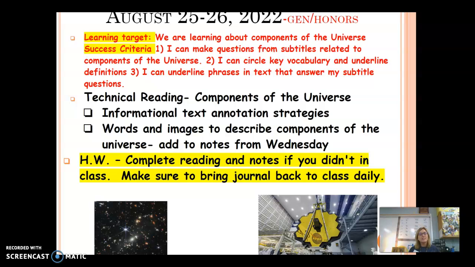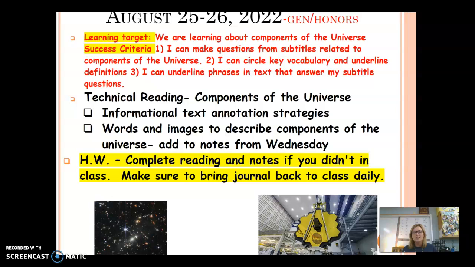Our learning target today is we're still learning about the components of the universe, things that make it up. Our success criteria, we're going to annotate our technical science text. Now, in English class, you do annotations when you read fiction and nonfiction. You also do annotations for figurative language whenever you do poetry or poems in class. So today you're going to be learning how to do annotations for a technical reading piece, which is informative, it's nonfiction, but it can be a little overwhelming because of all the science words that you might stumble on because you can't pronounce them.